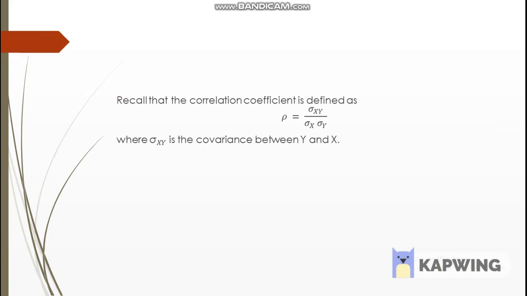Recall the correlation coefficient is defined as, and the formula is here, where you can see this is the covariance between y and x.